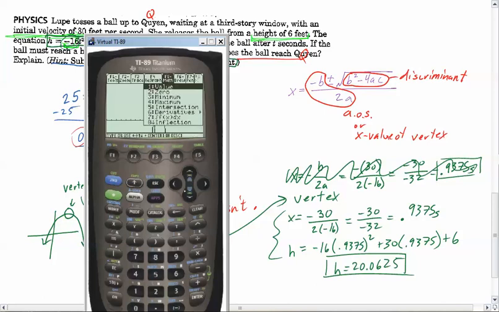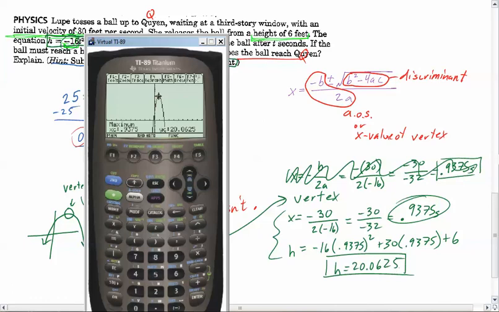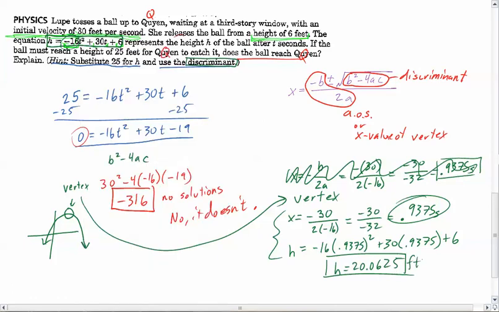You could have done this before you did the discriminant, before you did the quadratic equation, before you did the vertex. This could have all been done at the very, very beginning. And you can just go to maximum. You can say, okay, find the maximum, lower bound. I got to make sure I'm to the left of the maximum. Push enter. Upper bound, so make sure you go to the right of your maximum. And then it's going to find the maximum for me, which interestingly enough is 0.9375 for the x value. Look, there it is. And then 20.0625 for the maximum height, which again was in feet.